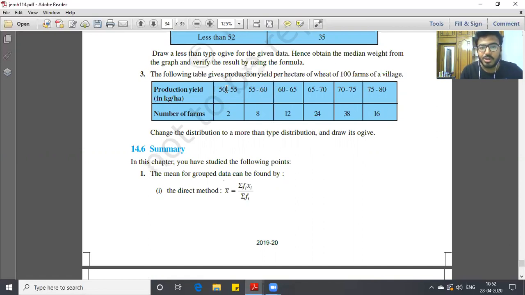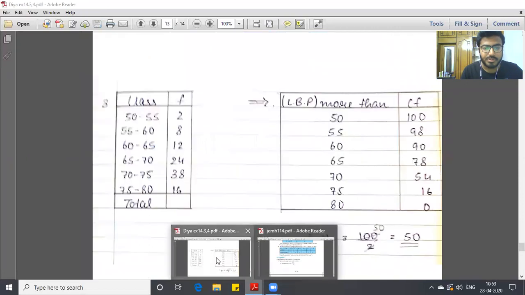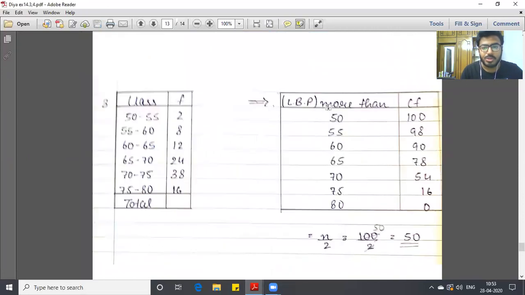Look at more than 50: who is between 50 and 55? Two farms. 55 to 60 means 55 is greater than 50, so all the whole numbers will be coming for more than 50. So 50 to 55 too. So more than frequency, more than 50: lower limits here, we have to do the total, and the total we are getting is how much? 100. So more than 50 is 100.